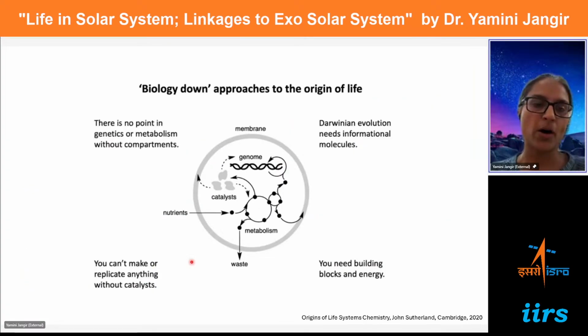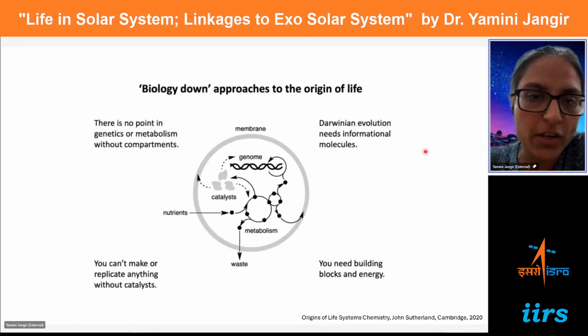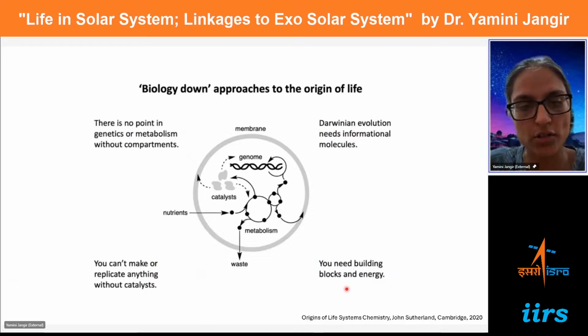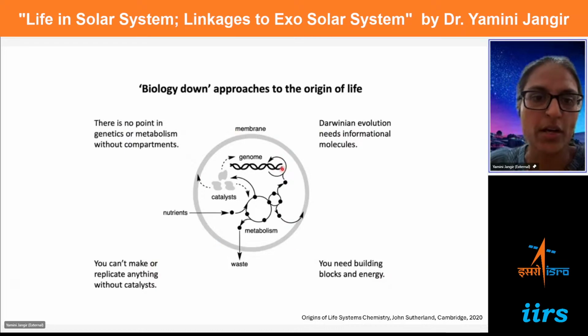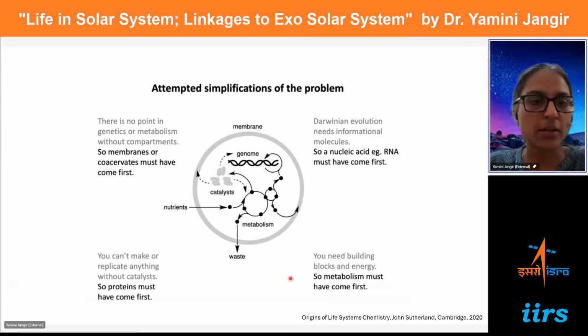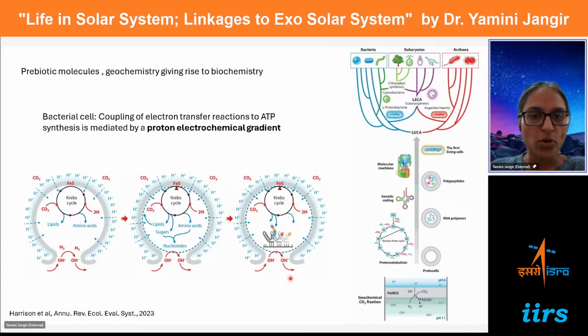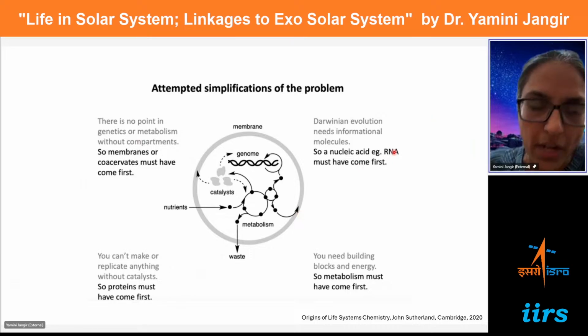There are two ways of thinking about how life originated on Earth: whether it was geochemistry, everything happening in the atmosphere, or whether it was a biology-down approach. Whether Darwinian evolution was more important, whether you needed the building blocks of energy first, or whether you had to make something to catalyze all these reactions happening in a microbial cell, or whether there was no point of genetics or metabolism without compartmentalization. So what is most important: compartmentalization, the genome, the proteins, or the metabolism? It really depends upon who you talk to. They will tell you that RNA might have come first, or metabolism, or the protein world, or those who believe that encapsulation happened first.